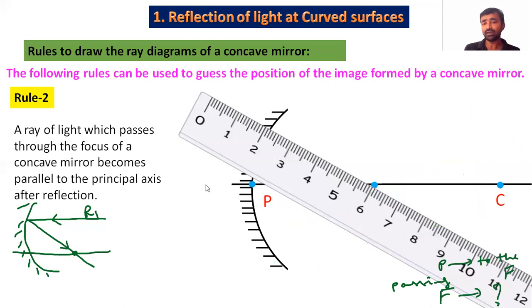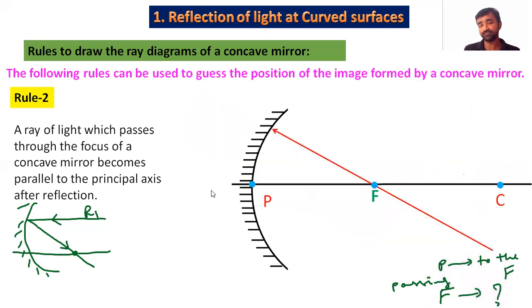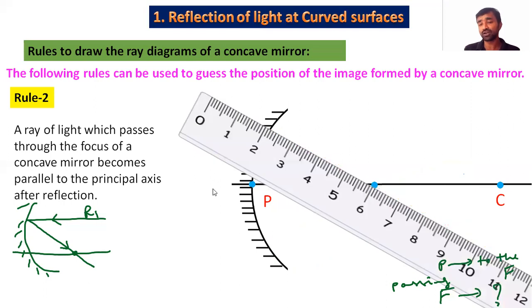Then select a ray that is passing through the focus and incident on the concave mirror. Look here again. Incident a light ray on the concave surface which is passing through the focus. Is it clear up to this point?